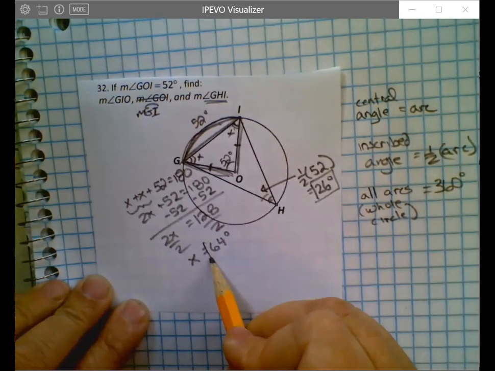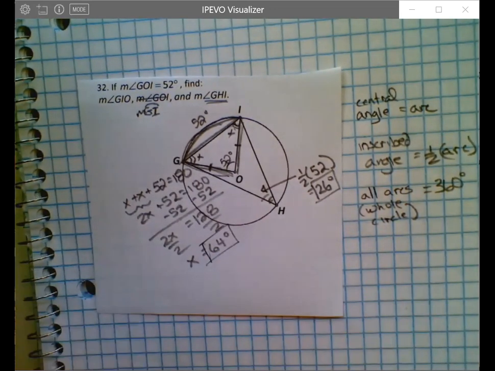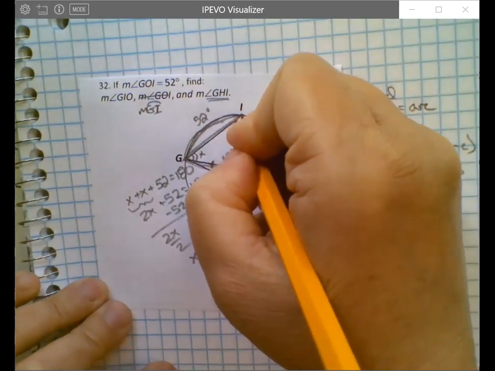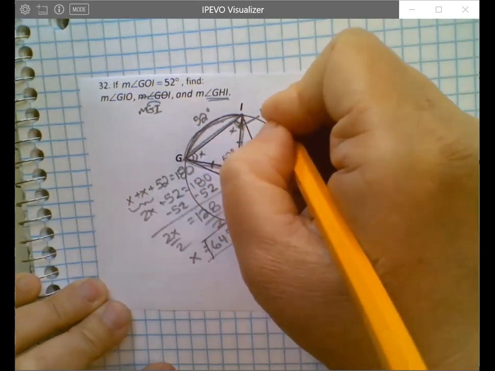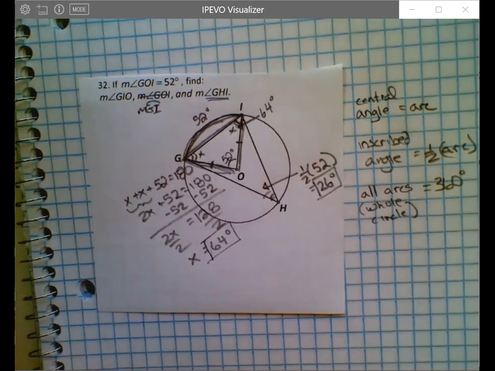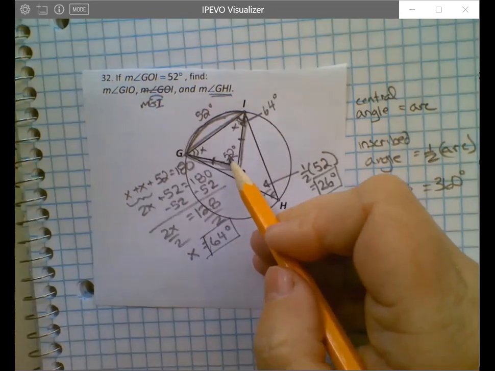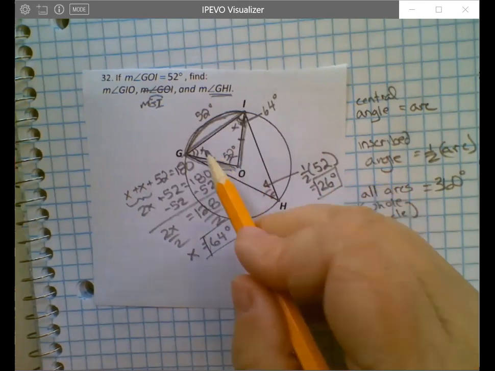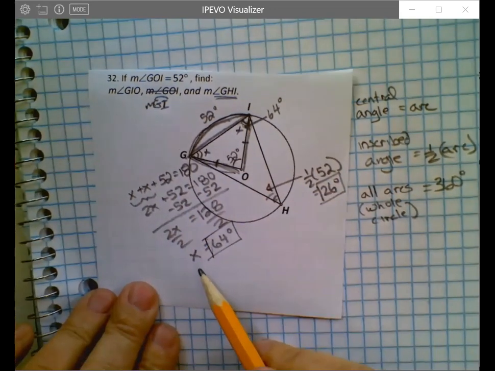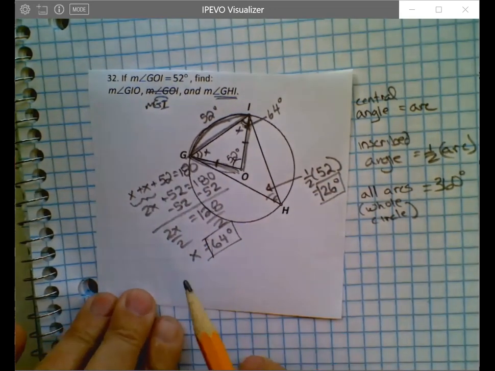Obviously, this picture is not drawn to scale. But given the information that we're given, this angle has to be 64. Or you could simply have taken 180, subtracted 52, and just split it into two parts. Even if you didn't write the equation out, it still would give you the same answer.